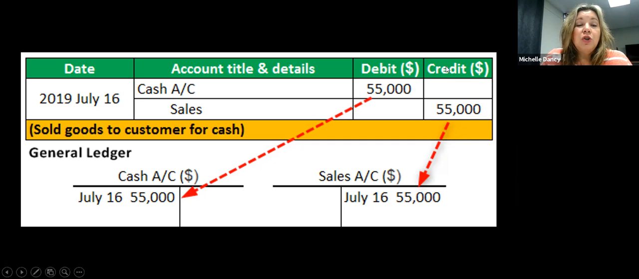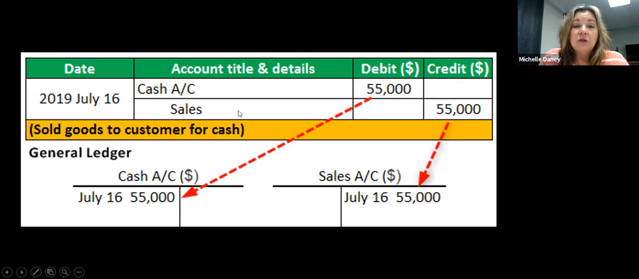Well, our journal shows how things fit together, what happened. If I look at this journal entry, then I know that I earned revenue and received cash. My T accounts, where I post, are going to show me all my cash happenings in one spot, all of my sales happenings in one spot.